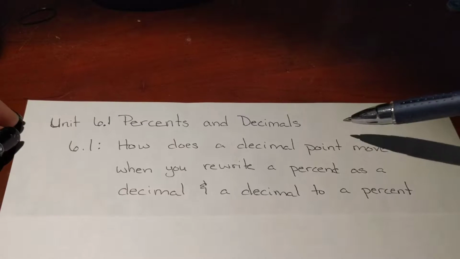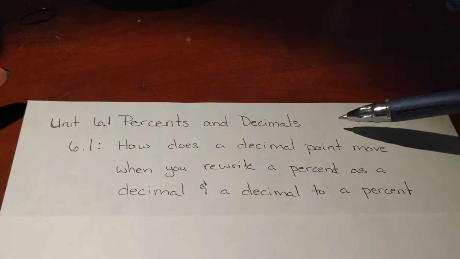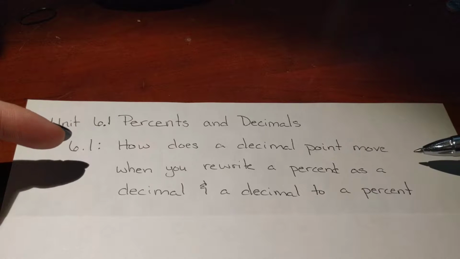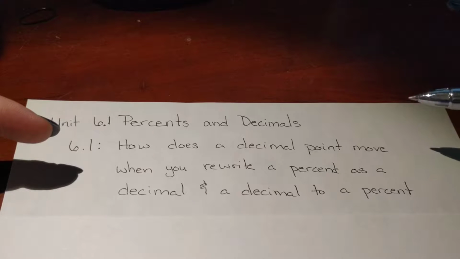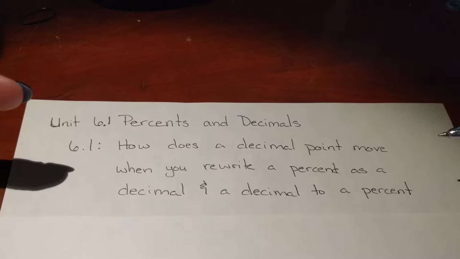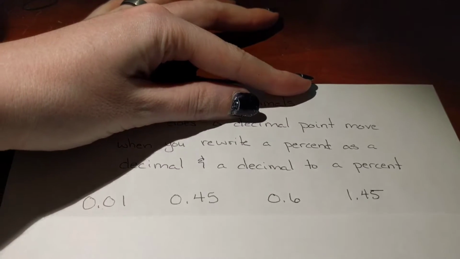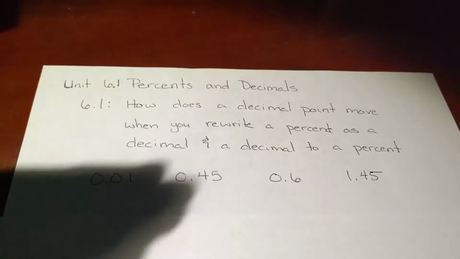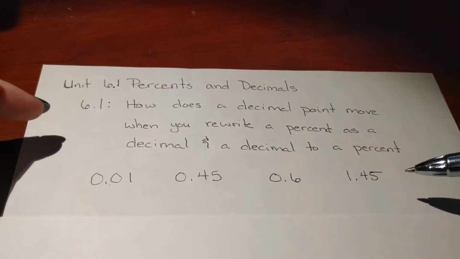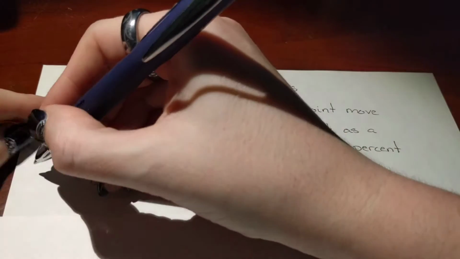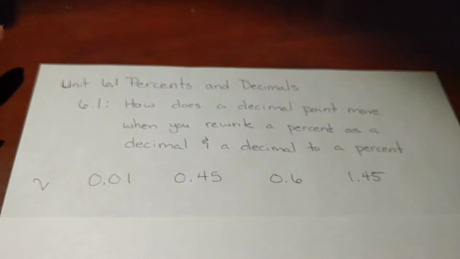Okay, so this is unit 6.1, percents and decimals. The question that we had to answer was, how does a decimal point move when you rewrite a percent as a decimal and a decimal to a percent? So we're going to do a couple of practices real quick, and hopefully you'll get the hang of it. So the trick is the number 2. Number 2, that is the trick.